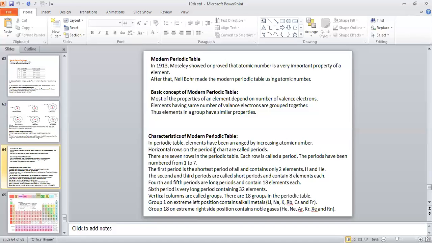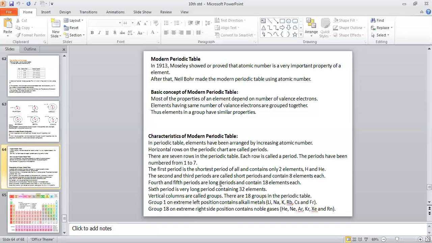Horizontal rows in the periodic table are called periods. There are 7 rows in the periodic table. Each row is called a period. Periods are numbered from 1 to 7. The first period is the shortest and contains only 2 elements, hydrogen and helium. The second and third periods are called short periods and contain 8 elements each.